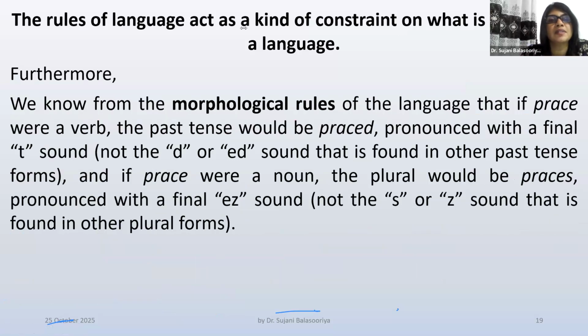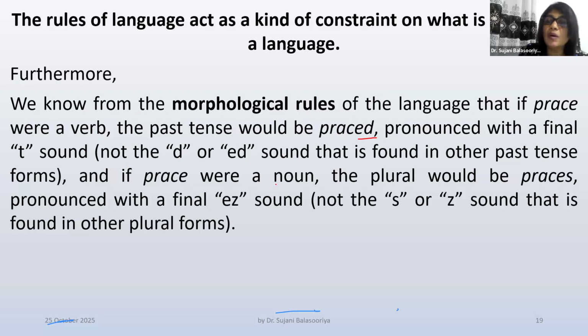We have more examples. Now, again, this is from morphological rules. We are continuing with the example prace, P-R-A-C-E. If prace were a verb, the past tense would be pract, adding ed, pronounced with the final t sound, not the d or ed sound that is found in other past tense forms.